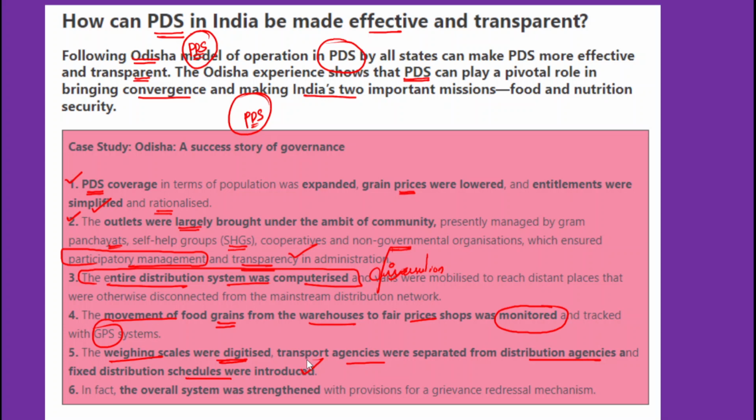So therefore, we can call the Odisha model of public distribution system a comprehensive overhaul of the system, further strengthened with a comprehensive grievance redressal mechanism for the people. So therefore, this Odisha model should be followed to further strengthen or make the public distribution system more effective and transparent.